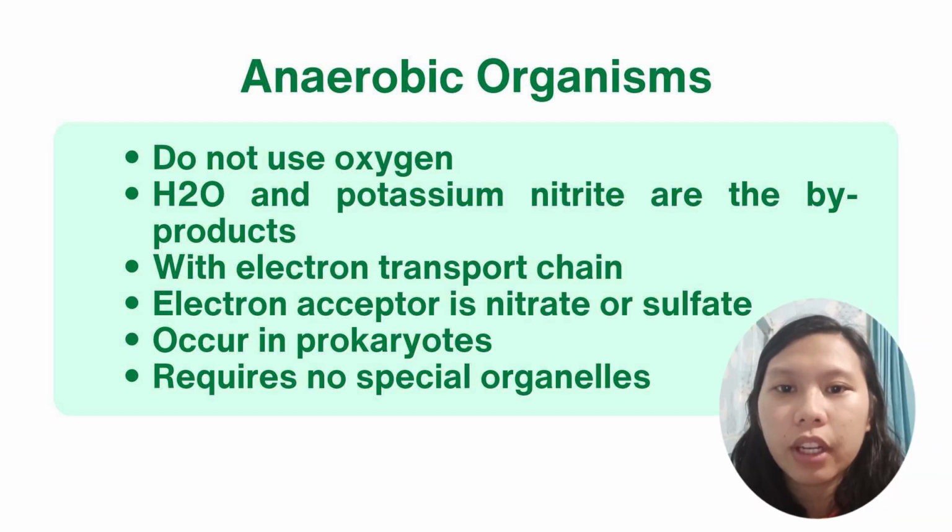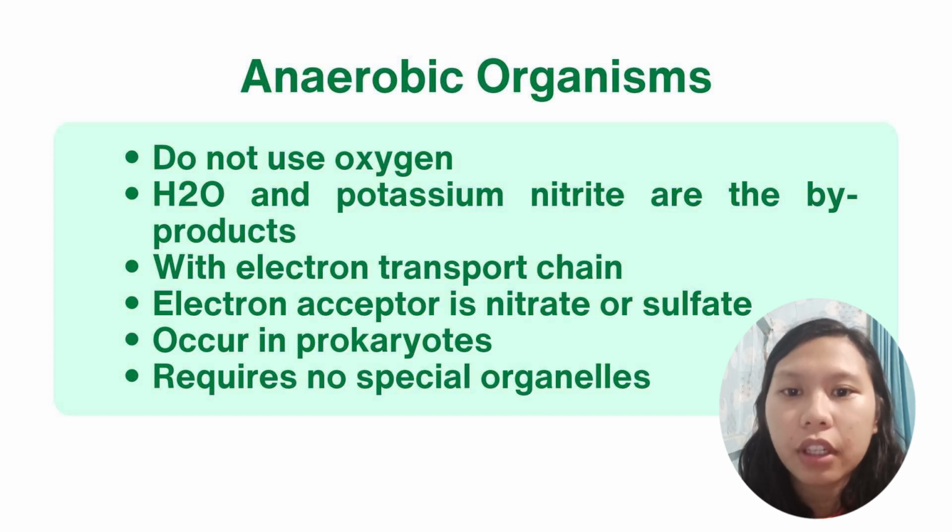Anaerobic organisms with electron transport chain. Anaerobic organisms are organisms that can thrive and generate energy without the need for oxygen. Unlike aerobic organisms, which rely on oxygen for their electron transport chain, or ETC, during cellular respiration, anaerobic organisms use alternative electron acceptors. In anaerobic respiration, these organisms utilize substances other than oxygen as the final electron acceptor in the electron transport chain. Common alternative electron acceptors include nitrate, sulfate, and carbon dioxide.